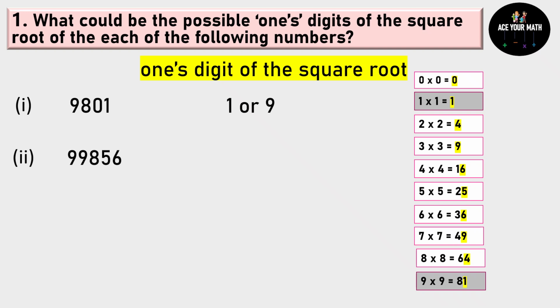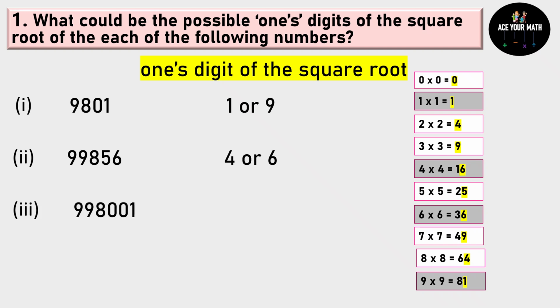Now we'll do the second part. The given number is 99856. It means now if you find the square root of this number, which digit will come at the unit place? Now again look at the right hand side. When you are getting 6 at the unit place, when you take the square of 4, you get 6 at the unit place. And when you take the square of 6, again you get 6 at the unit place. So the answer is 4 or 6. It means whenever you find the square root of 99856, in the answer you will get 4 or 6 at the unit place.